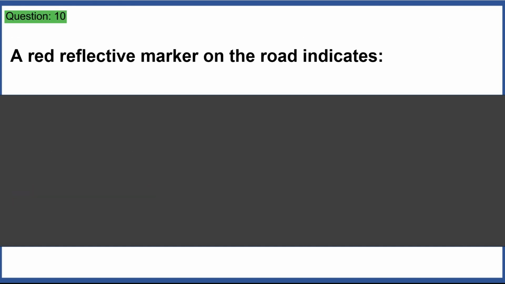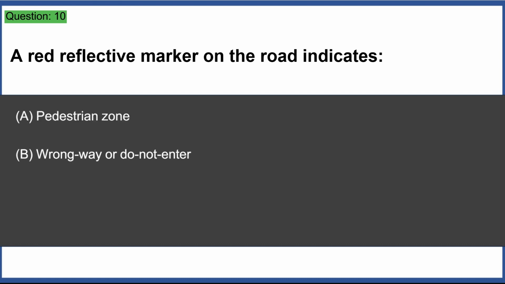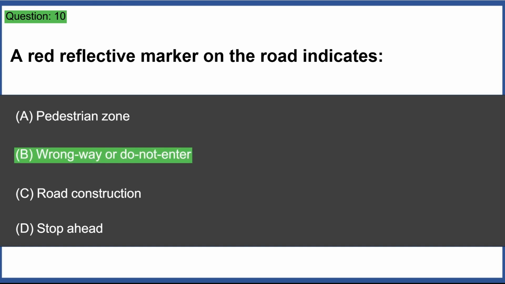A red reflective marker on the road indicates: A. Pedestrian zone. B. Wrong way or do not enter. C. Road construction. D. Stop ahead. Answer B. Wrong way or do not enter.